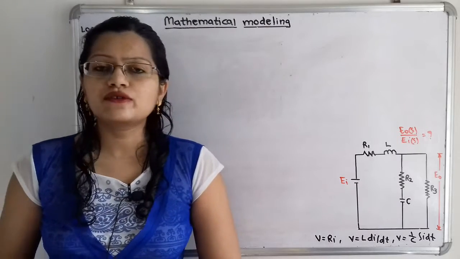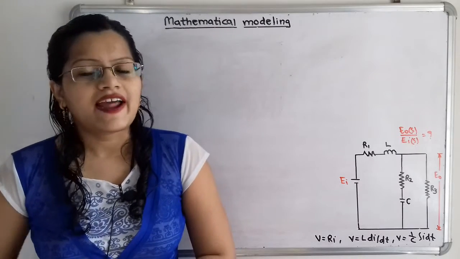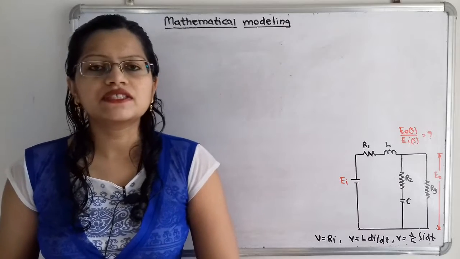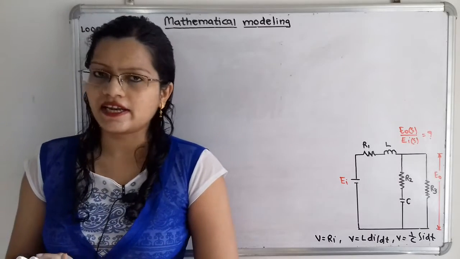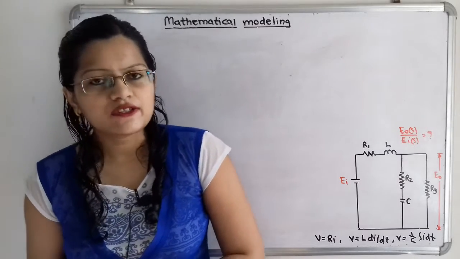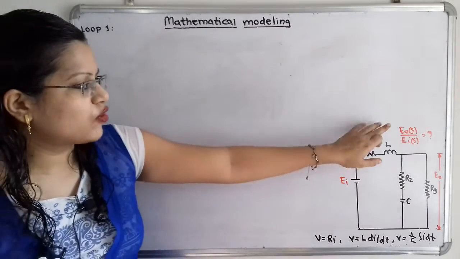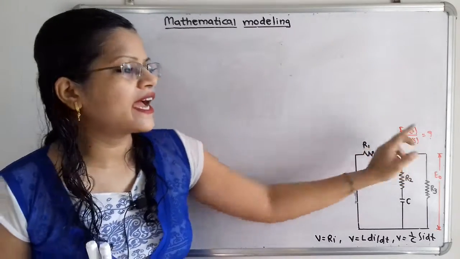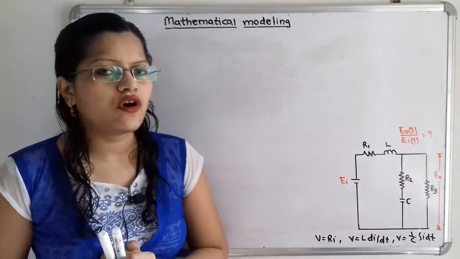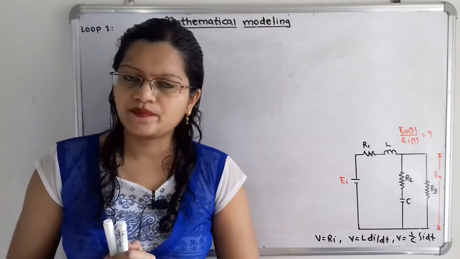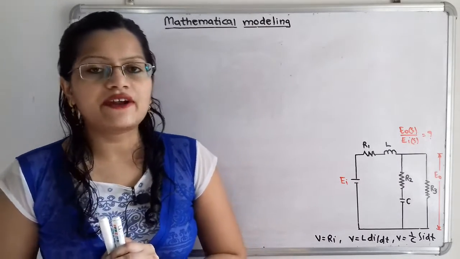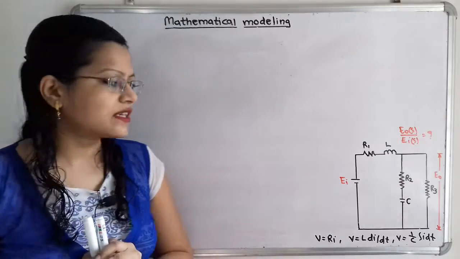Today we are going to solve a problem: write the differential equations for a given electrical network. We are also going to find out the ratio of EO(S) to EI(S). This is the ratio of output to input. So let us first understand what the given electrical circuit is.